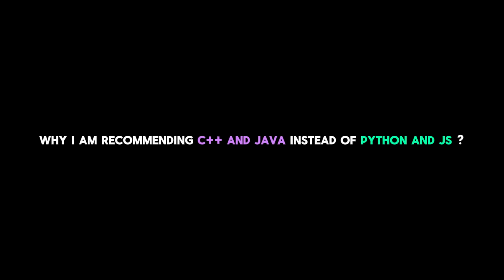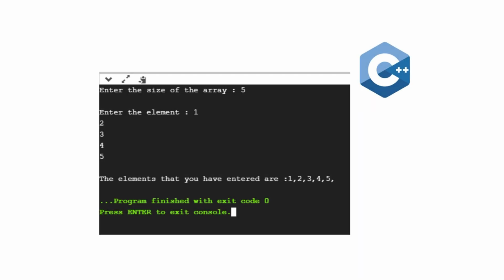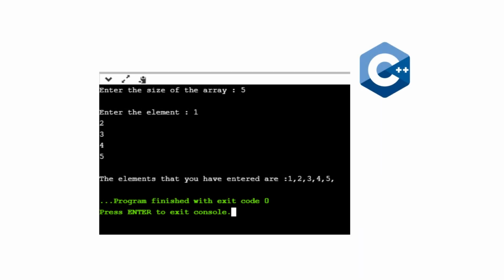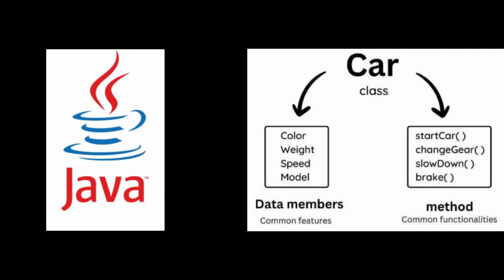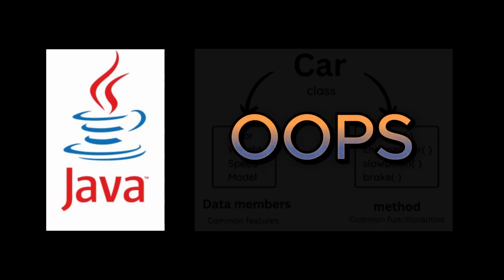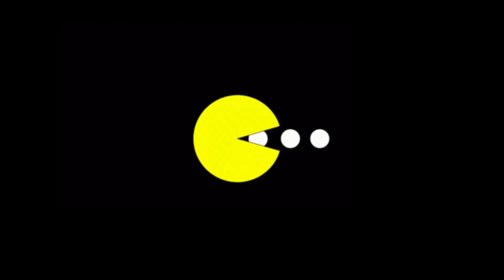Now, the reason I am recommending these instead of JavaScript and Python is that C++ is very close to memory and thus will teach you the basics of programming very well. Similarly, Java is known for its object-oriented nature, and OOPS is considered a way of programming which is very close to the real world. So you will get a solid foundation in programming, both concept-wise and understanding-wise.